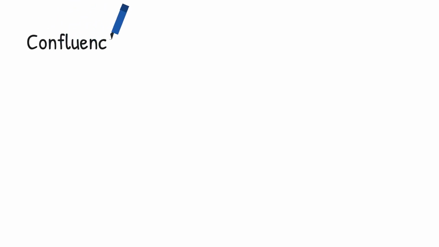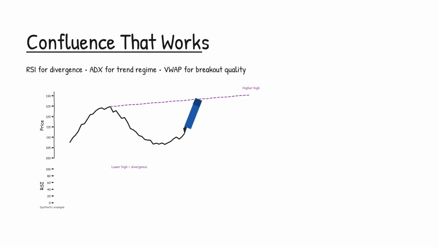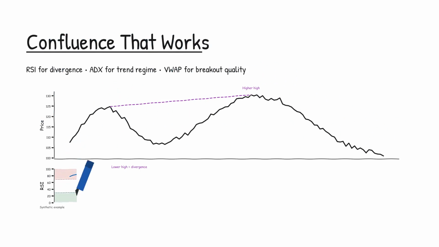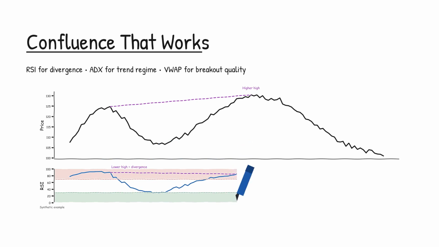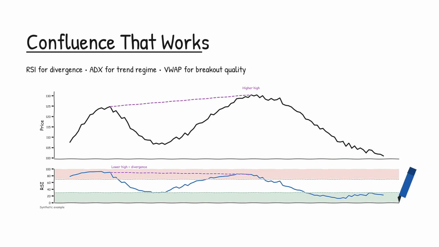Pair Ichimoku with an oscillator to catch exhaustion the cloud misses. RSI divergence against a price push into a thick opposing cloud is a powerful reversal setup. ADX above 25 confirms the cloud signal is happening in a trending regime, not a range. Volume profile or VWAP can validate cloud breakouts. The goal is always the same. Use Ichimoku for structure and a second tool for timing or regime.